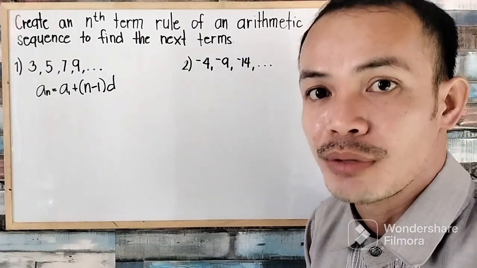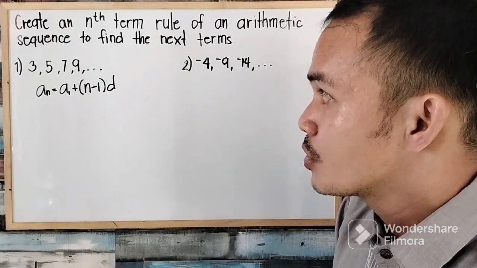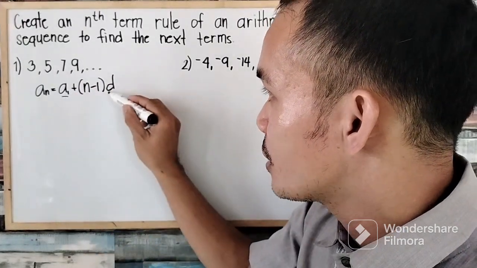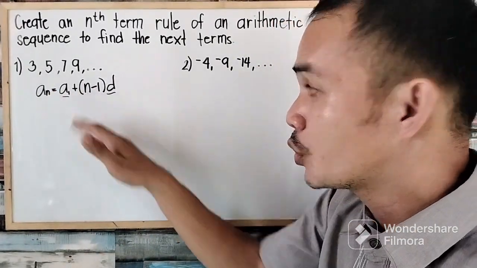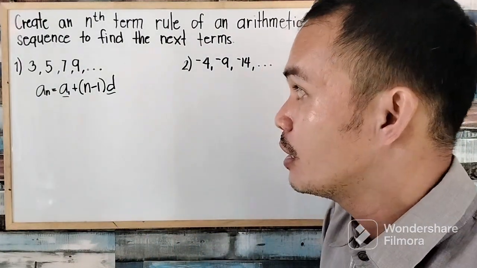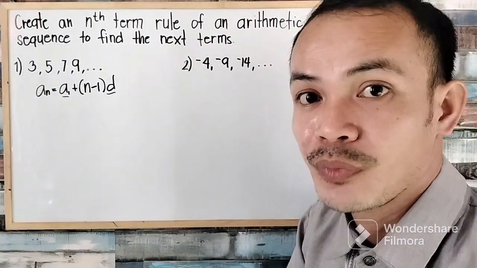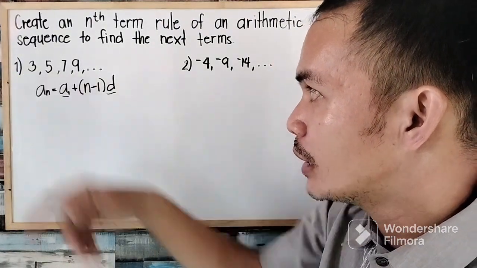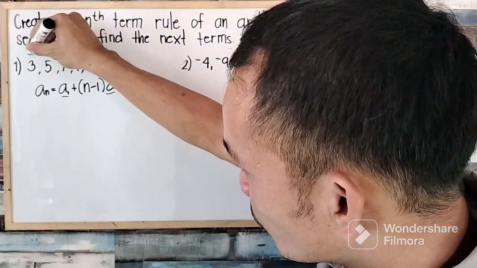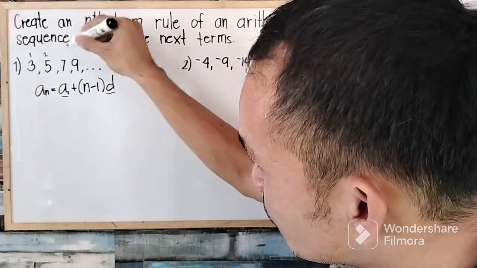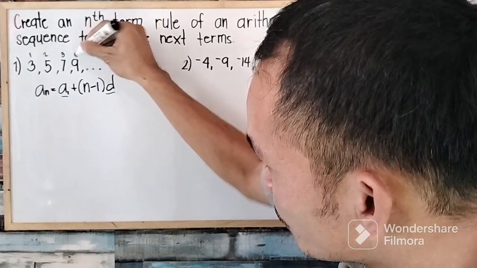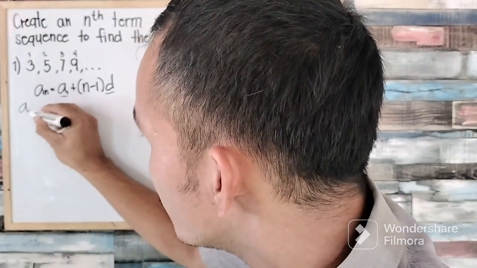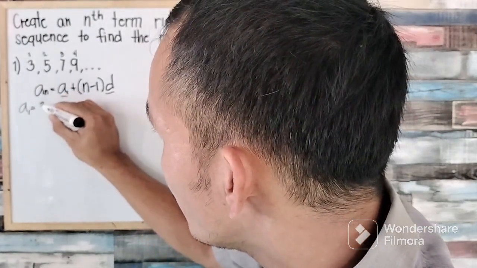Okay? So of course, kailangan muna nating hanapin yung a sub 1 at saka yung d. Right? These are the two terms na kailangan nating hanapin. Okay? So, yung a sub 1 dyan, the first term. So, kung makikita mo dito sa first example natin, the first term is ito. Right? This is the second term, and this is the third term, and this is the fourth term. Okay? So, definitely, yung a sub 1 natin is equal to 3.